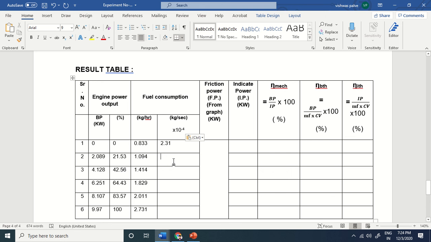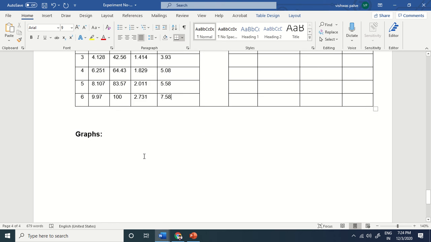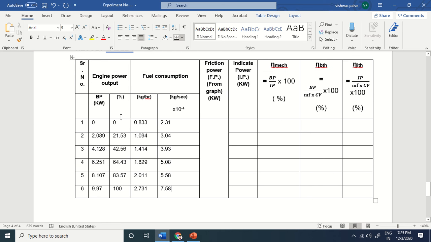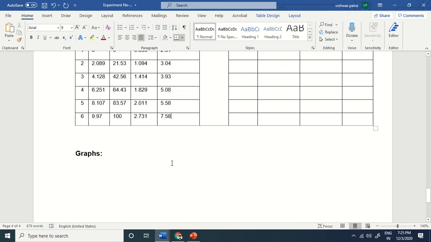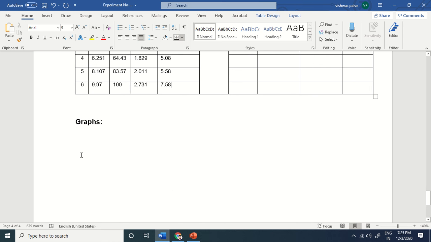The next is 3.04 into 10 raised to minus 4, 3.93, 5.08, 5.58 and 7.58. All are in terms of 10 raised to minus 4. After getting these values, now we have to plot the graph. Without the graph we cannot move further, because for calculating the frictional power we have to plot a graph. So how to plot the graph and how to get the value of frictional power?